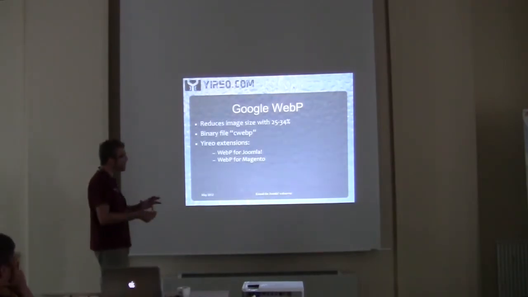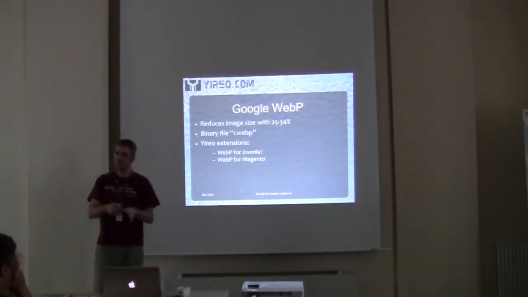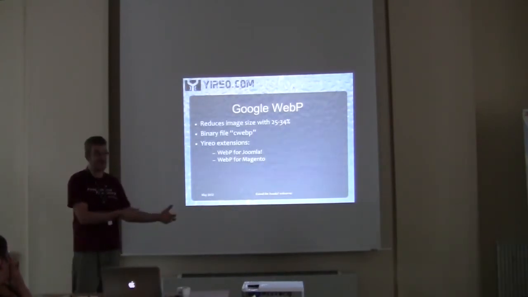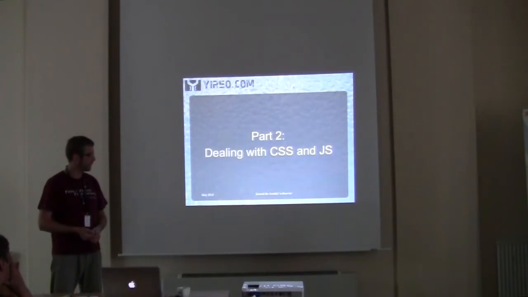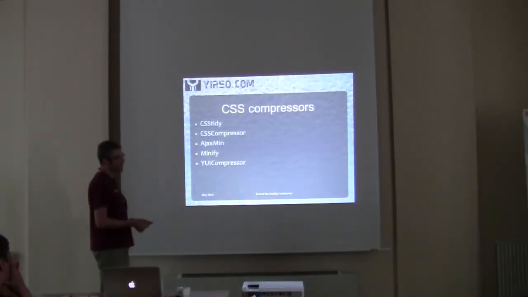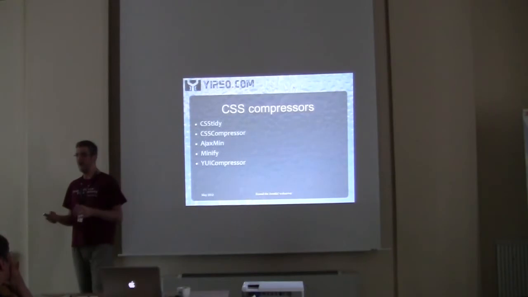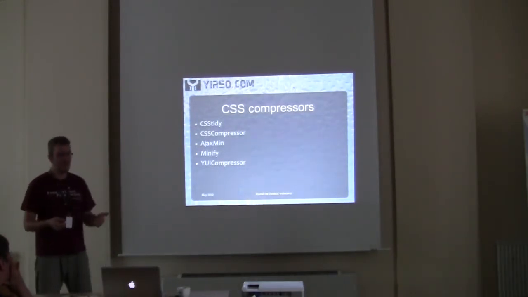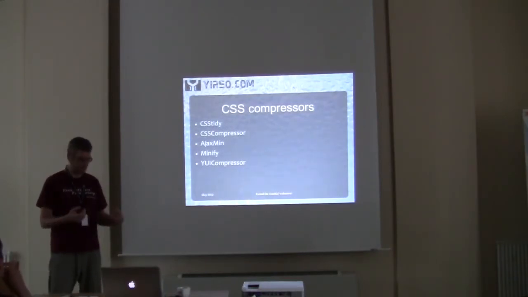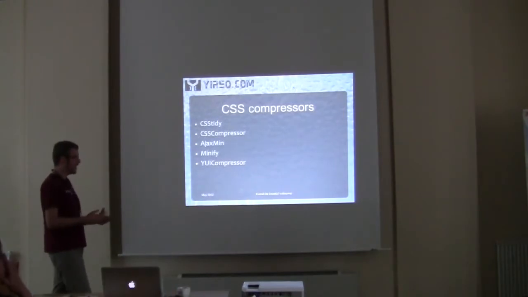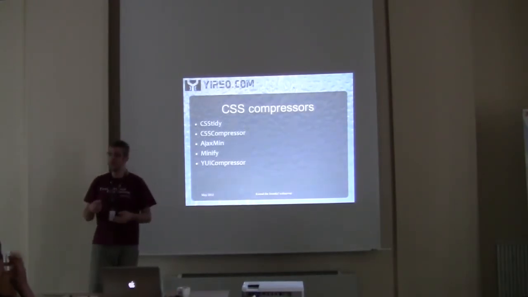Okay, so that's about images. There are various compression techniques, and there's this new thing called WebP. So let's see what's happening with CSS and JavaScript. With CSS and JavaScript, the story is probably familiar. There are all these different minimization and compressor techniques. What they try to do is remove white spaces, remove comments, and reduce all the unnecessary code from the CSS, and by doing that, reduce the size.